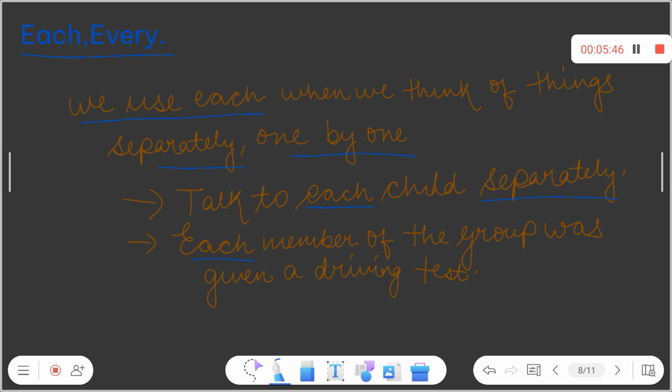Now comes, each member of the group was given a driving test. When I'm talking about the group, there are several members in the group. So I'm telling here that each member of the group was given a driving test, which means separately, one by one, members were given a driving test.